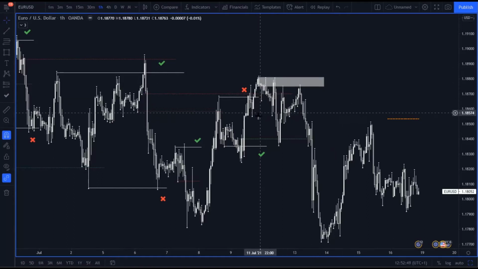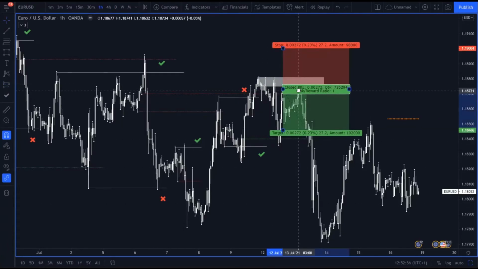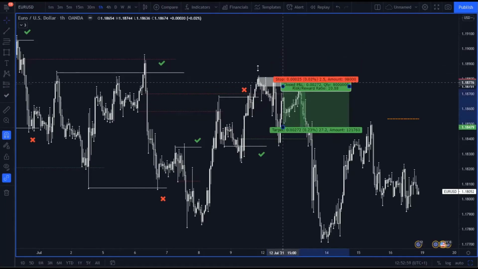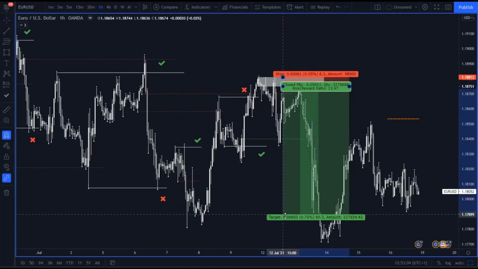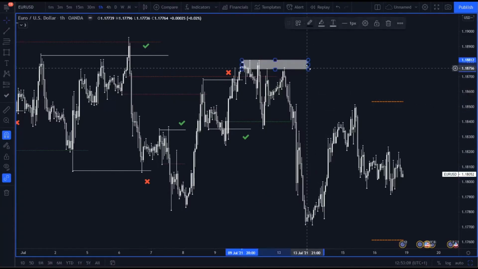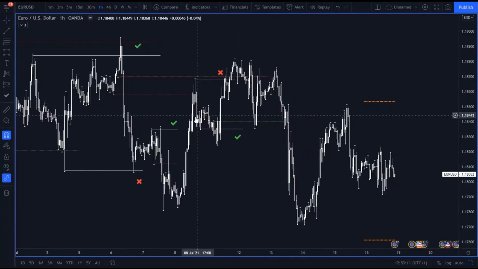So as we come down and break market structure, which is here, we wouldn't have got in on this retest, but you could trade the order block here. Again, stop above the high, and again targeting the last lower low. So you can see what I'm looking for, and you can see that they work quite effectively.